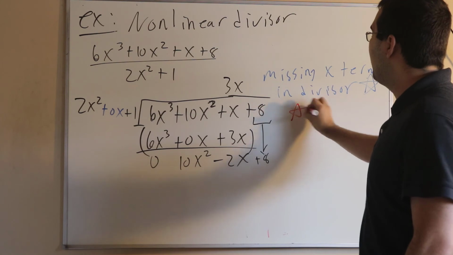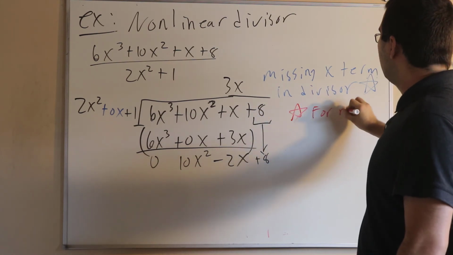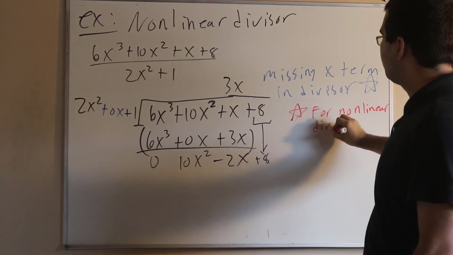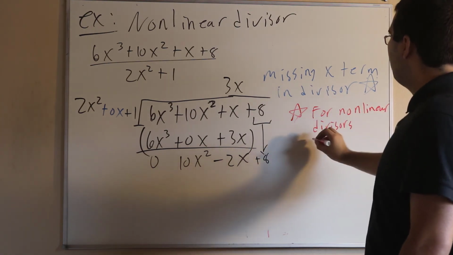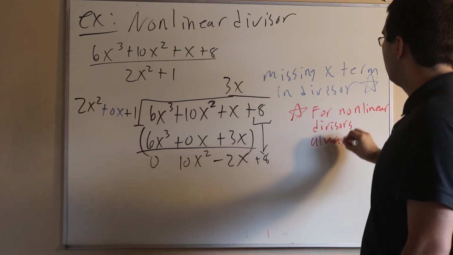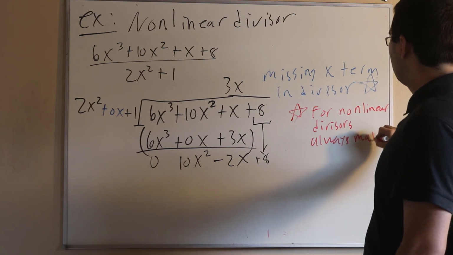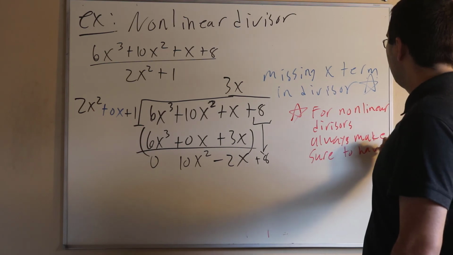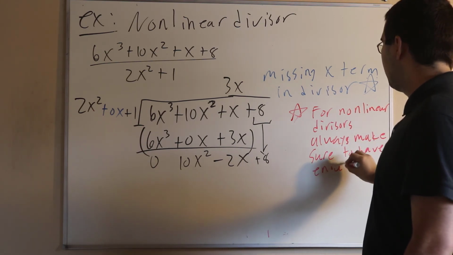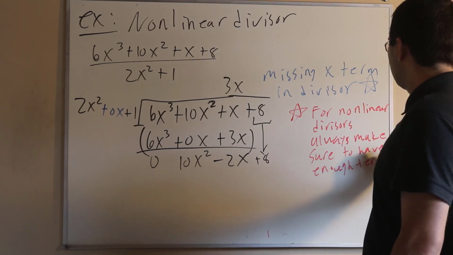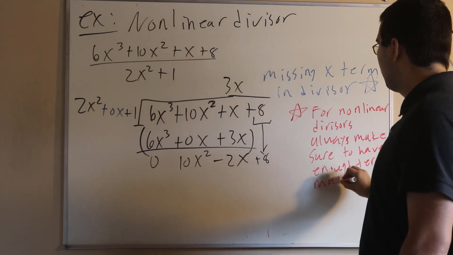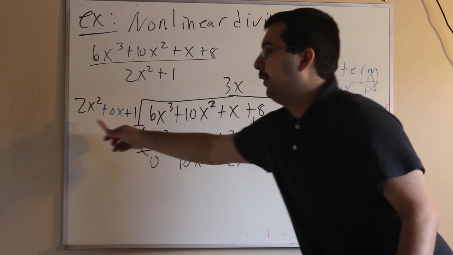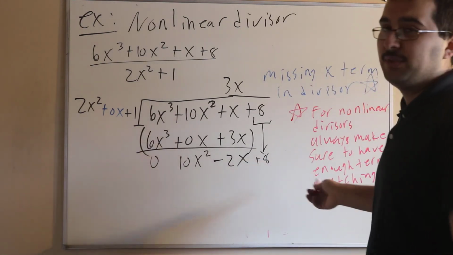So for nonlinear divisors, always make sure to have enough terms matching. Alright, so what am I trying to get at? We have 3 terms here, so we need to make sure we have 3 terms there.